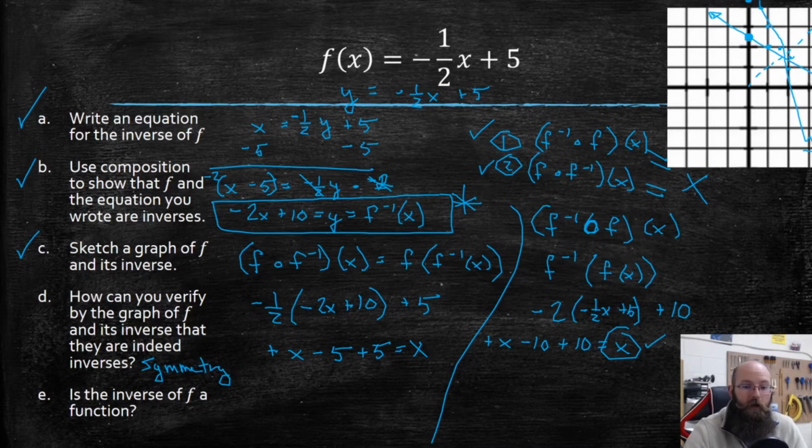Cool. Is the inverse of f a function? So that means, does it pass the vertical line test? And yes, it does. If I look at that one, either of those lines on their own pass that test, we are good to go. So I've now done D, and I've done E. Sweet. Let's go on to our next example, folks.